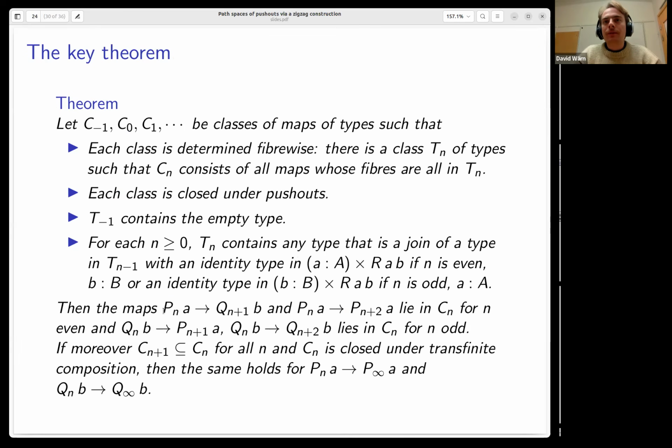So if we want to show that these maps have some property, Pn to Qn plus 1, or Pn to Pn plus 2, or Pn to P infinity. So we want to show something about these maps. Let's suppose we have this general theorem in terms of arbitrary classes of maps. So if for each n we have some class of maps Cn with some constraints. I ask that each of these classes is determined fiber-wise. So Cn consists of those maps, all of whose fibers have some property Tn, where Tn is some property of types. This is the case, for example, for maps that are truncated or maps that are connected.